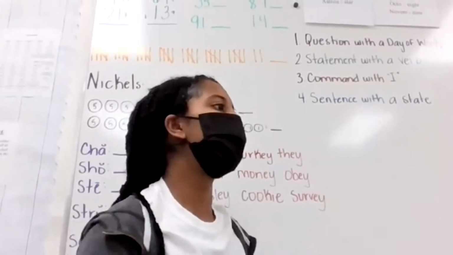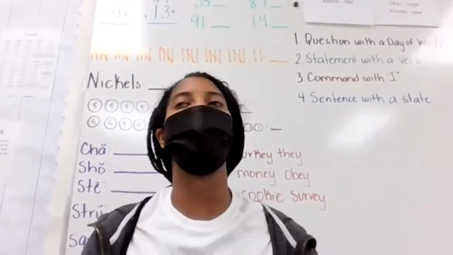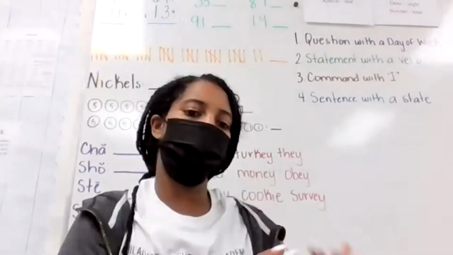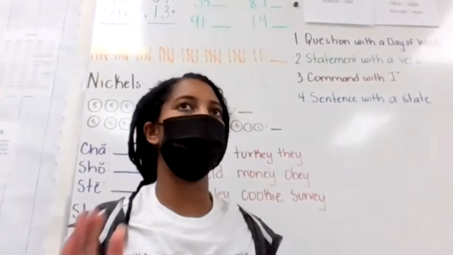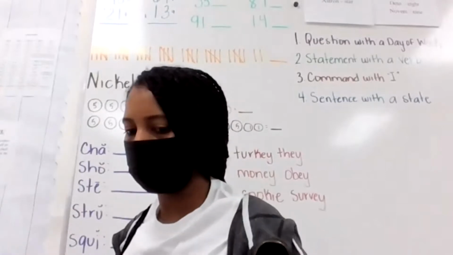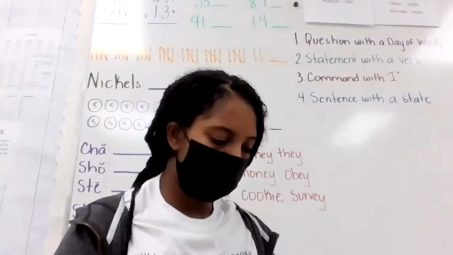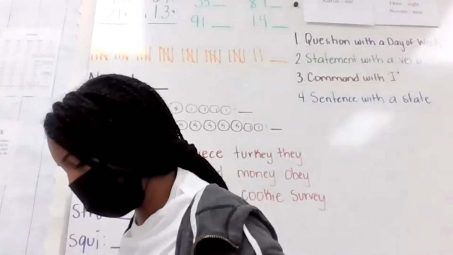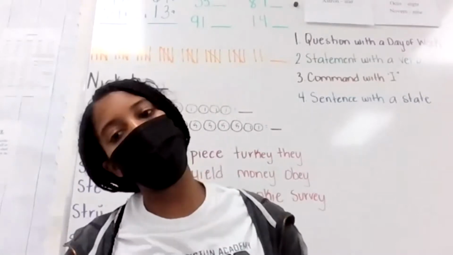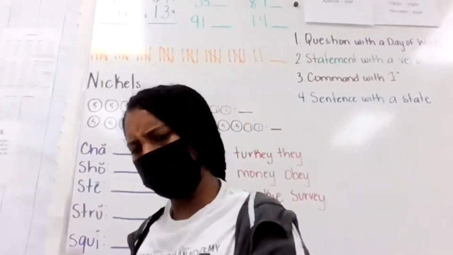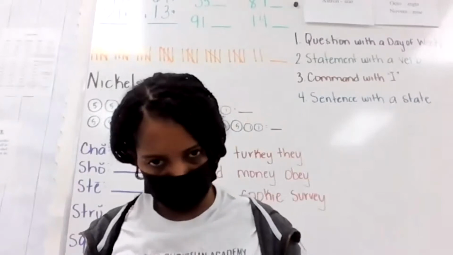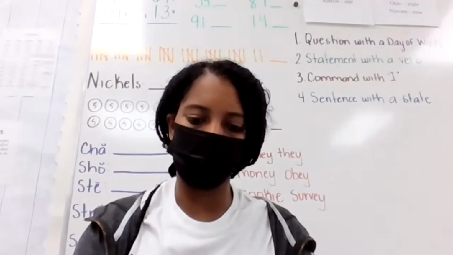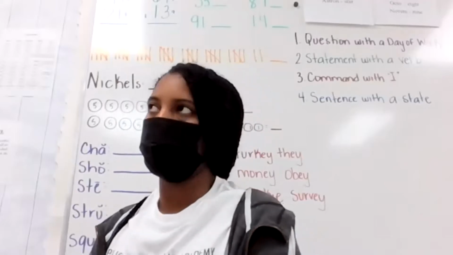Okay, let's do 5. I can count by tens, and I'll start with 5. 5, 15, 25, 35, 45, 55, 65, 75, 85, 95. Now 7. I can count by tens, and I'll start with 7. 7, 17, 27, 37, 47, 57, 67, 77, 87, 97.